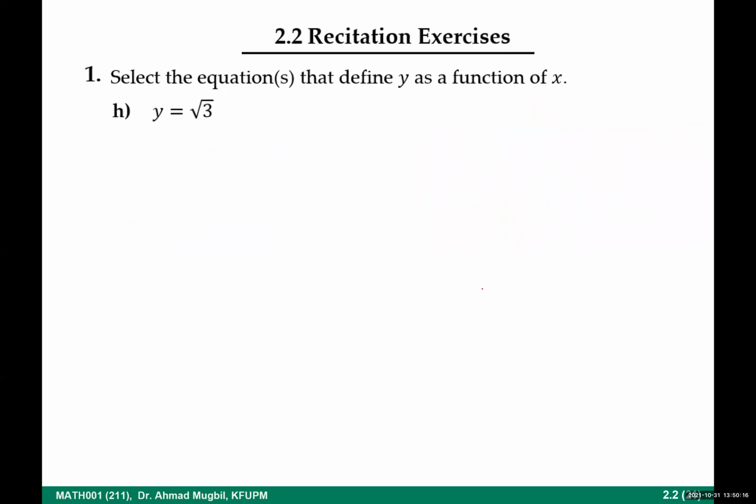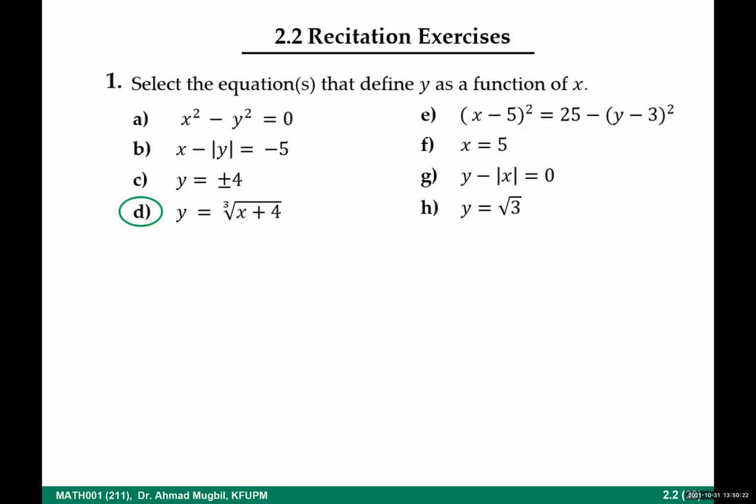We are done. Oh, we have the last one. If you want to leave, leave. The last one is the constant function. So we end up with three equations that represent y as a function of x, but the others are not.